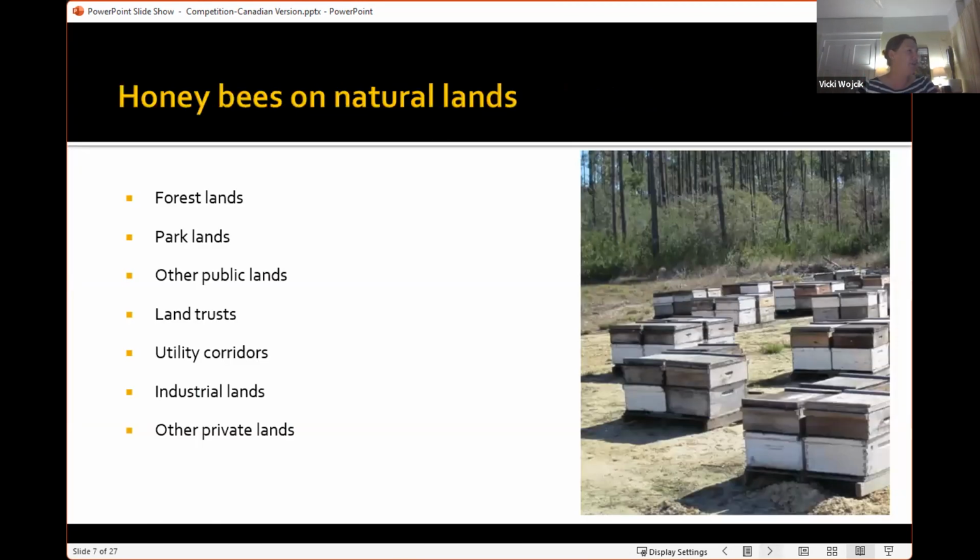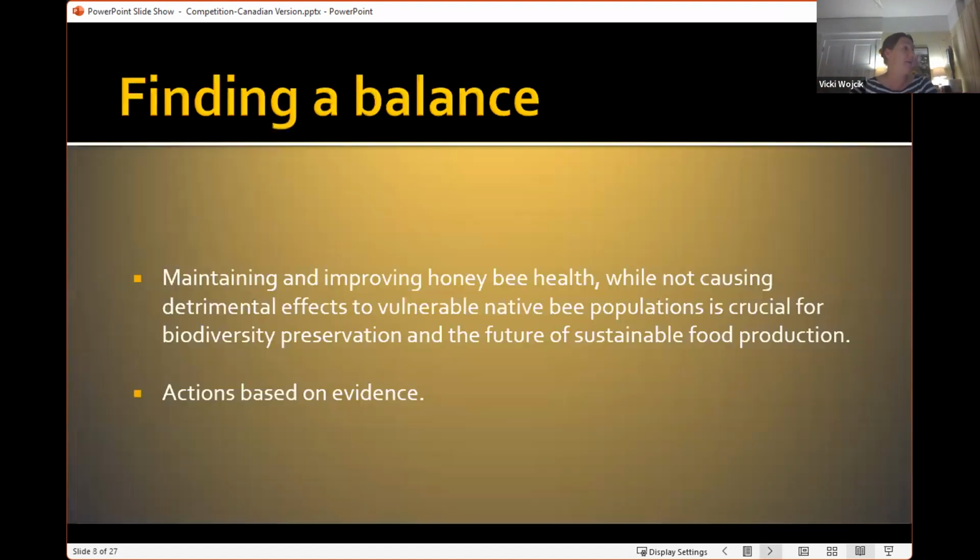And just what type of landscapes we're thinking of when I say natural landscapes or wildlands: forest lands, parklands, other public lands, often land trusts. They could be utility corridors, industrial lands, or private lands like a farm field that has had a beekeeping relationship for a long time with a beekeeper.